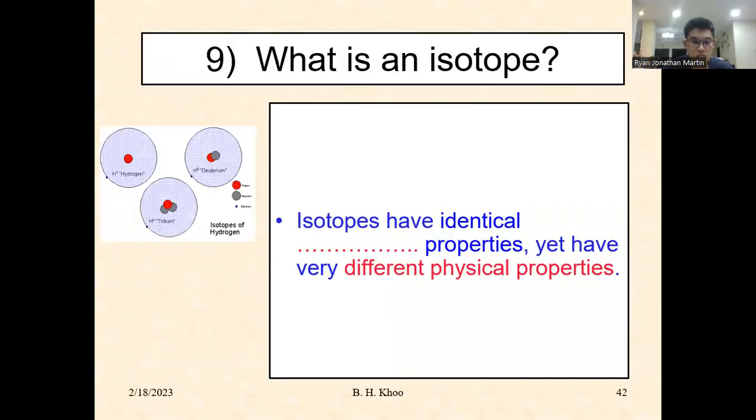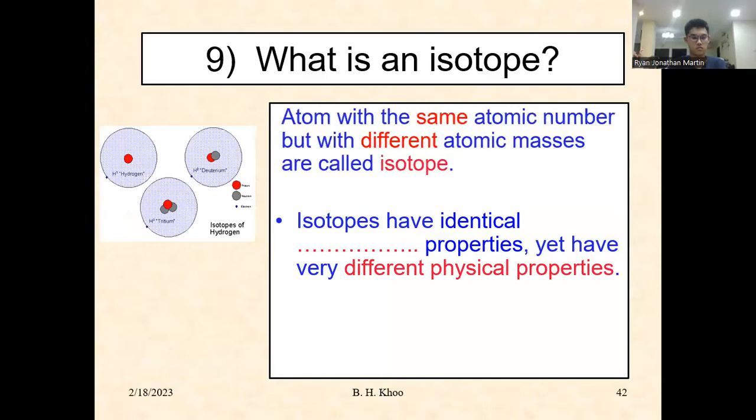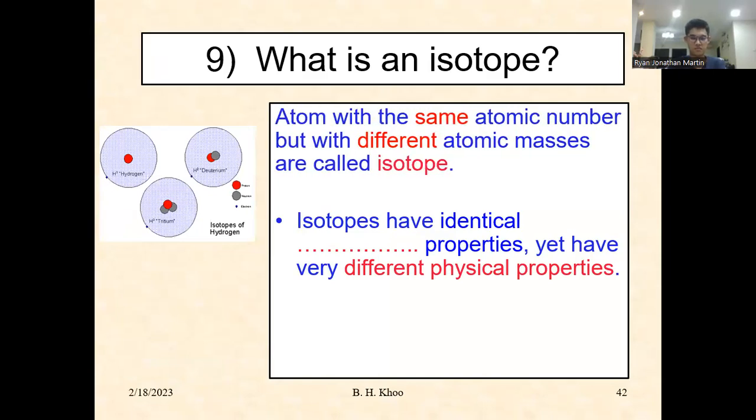Isotopes. Atoms that have the same atomic number, same Z, but different atomic masses are called isotopes. That means they have different mass numbers. Isotopes are identical in chemical properties, yet they are different physically. Their mass is different.